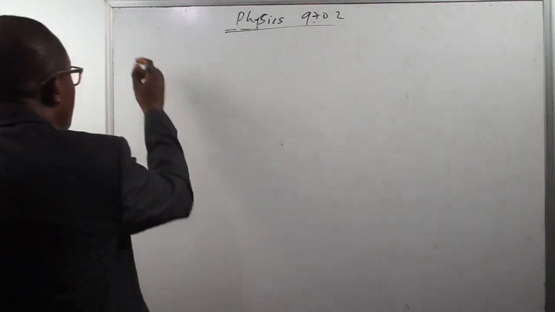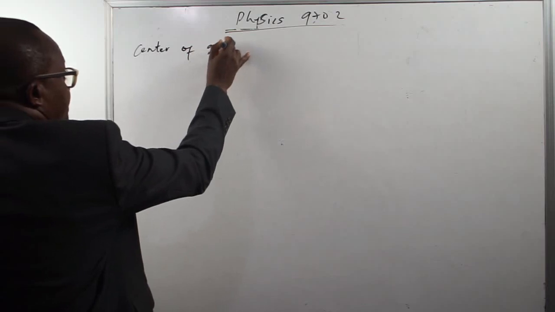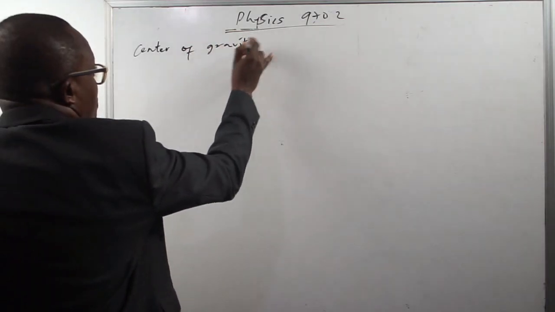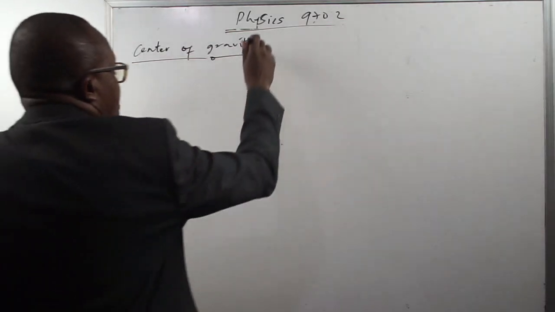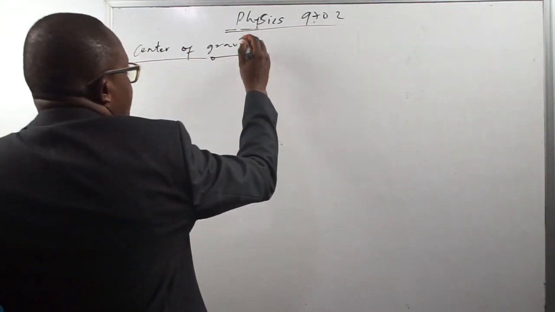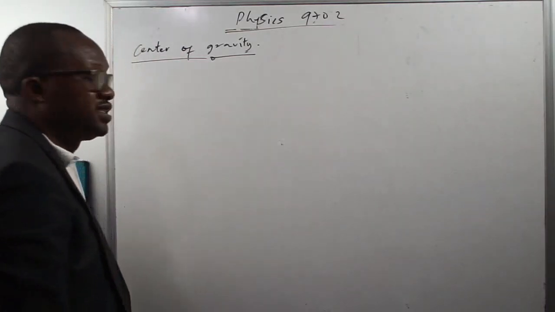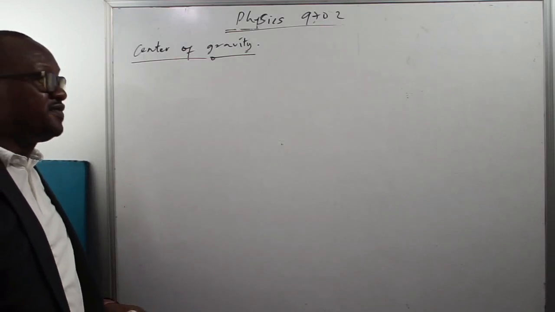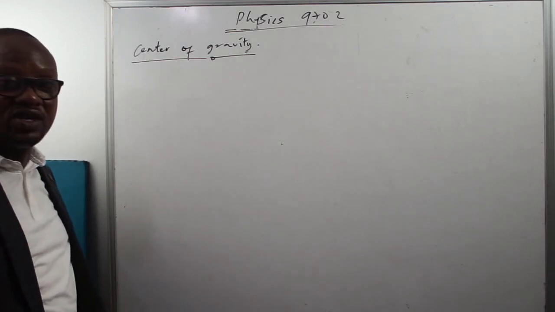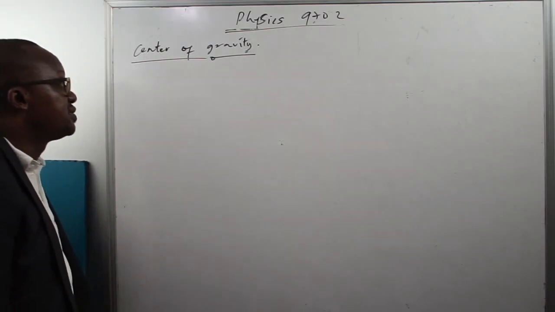Let's proceed to center of gravity. When we talk about center of gravity, what does it mean? Center of gravity, or what is also called the center of mass, is the point where the weight of an object acts. That's center of gravity.